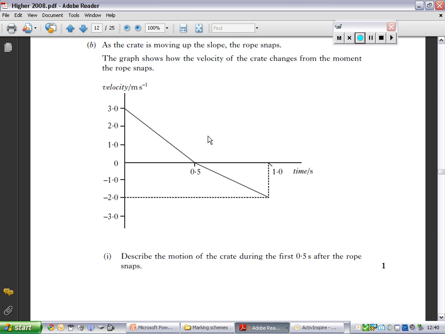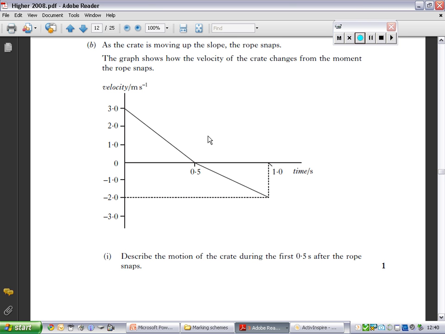Now the way you can think about that is you've got a sign convention. You've already said that up the slope is positive. Therefore, if it's coming down the slope, it's going to be negative. It's only talking about the first 0.5 seconds. Describe the motion of the crate during the first 0.5 seconds after the rope snaps. Hang on, let me just read the question again. Always read the question.